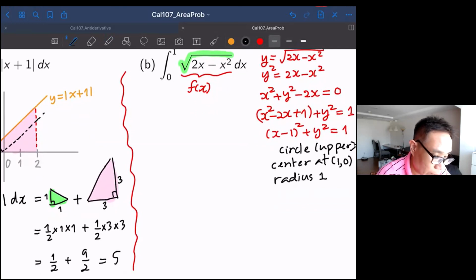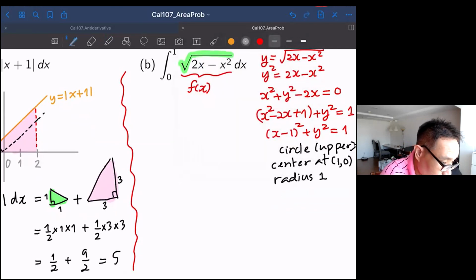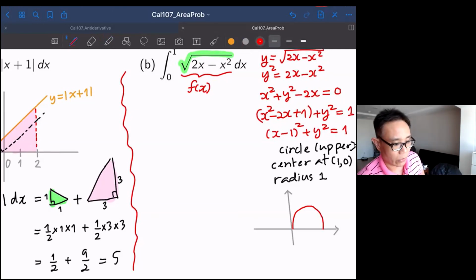So what would the picture be? I'm gonna have to draw the picture somewhere. Let me draw the picture here. You have x, you have y, and it's gonna be centered at (1, 0), radius equal to 1. So my circle will be like this. Okay, so it's gonna be just the upper semicircle. It's gonna be 0, 1, 2.